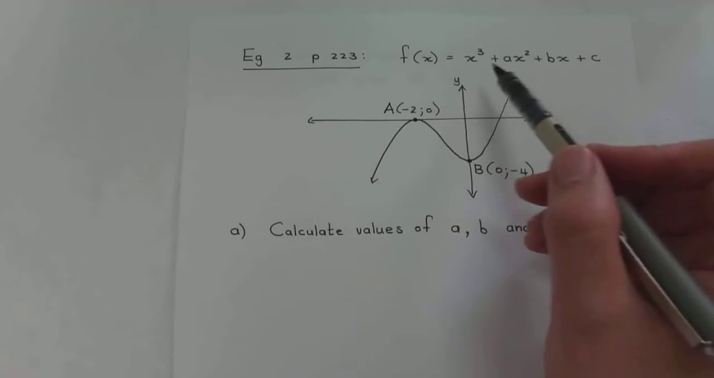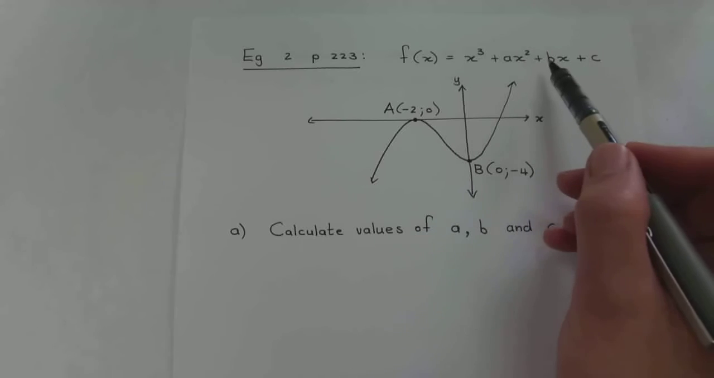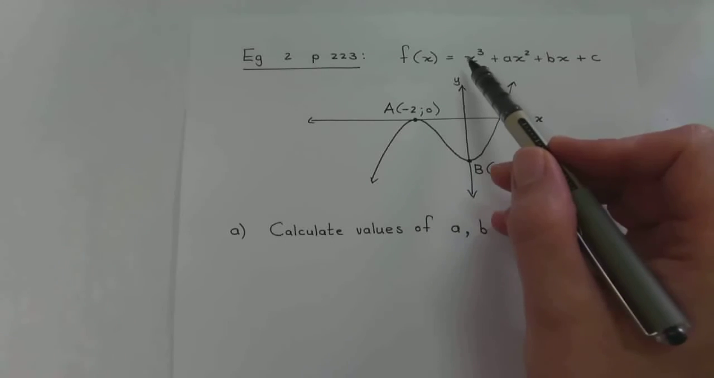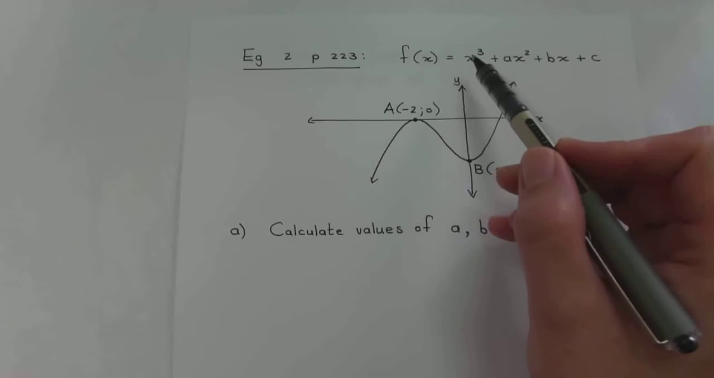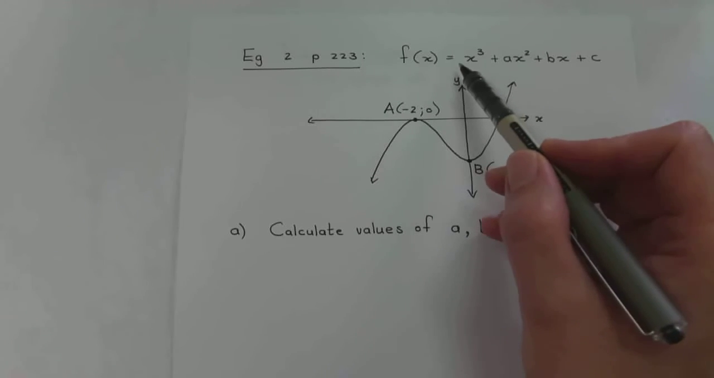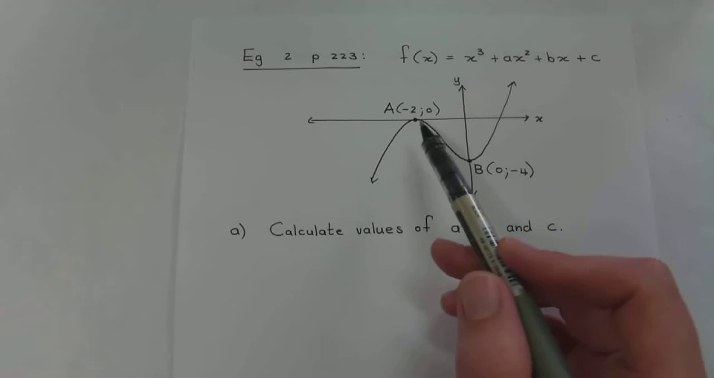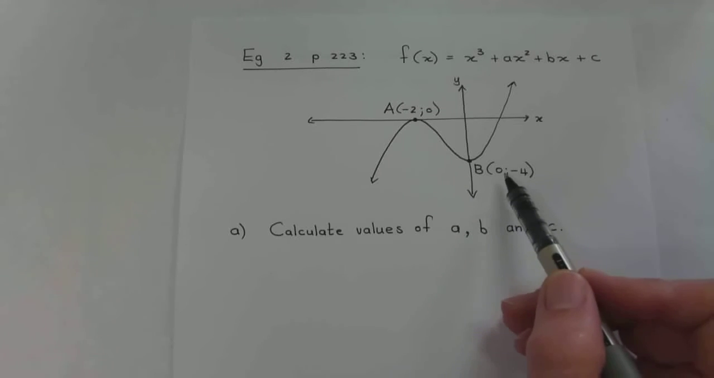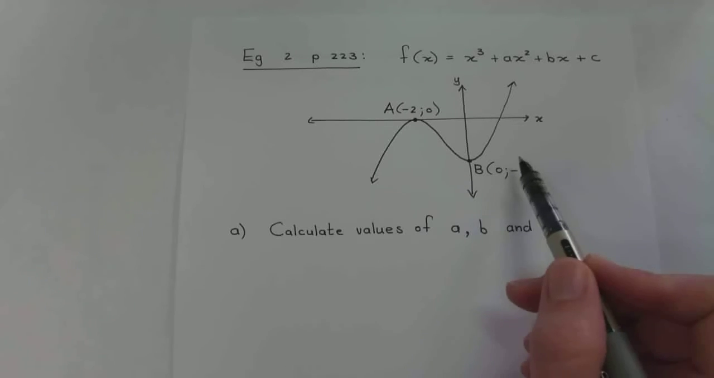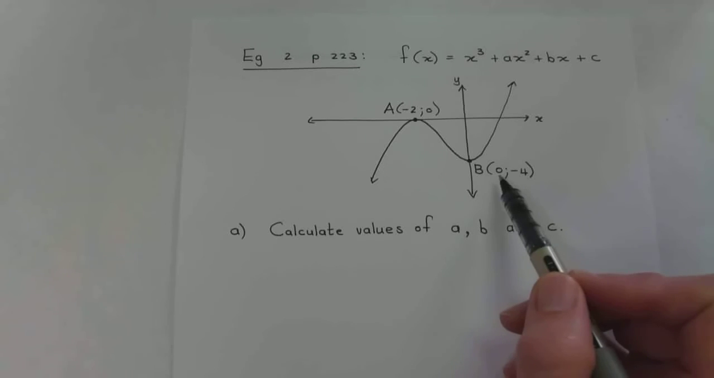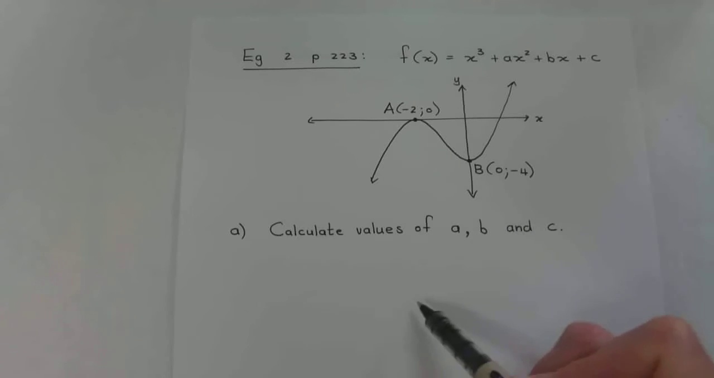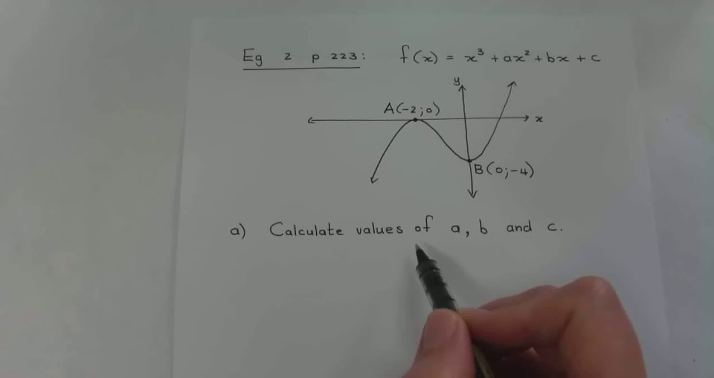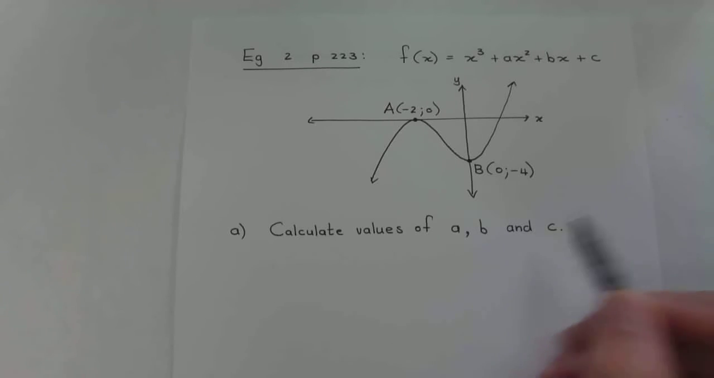And it reads, f(x) is equal to x cubed plus ax squared plus bx plus c. So please note they've given you the coefficient of x cubed. Again, like the example in the previous video, the coefficient of x cubed is equal to 1. Now they've given you both turning points. The first turning point is the point A, which is given as (-2, 0). And the second turning point is the point B, which is also my y-intercept. And I know it's my y-intercept because it's got the coordinates (0, -4). And the question just goes, calculate the values of a, b, and c.